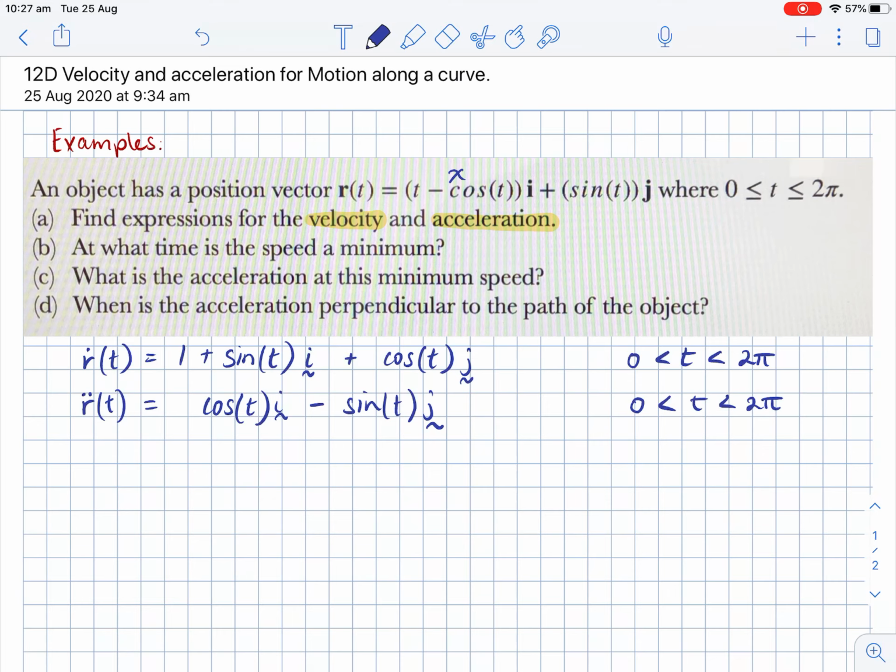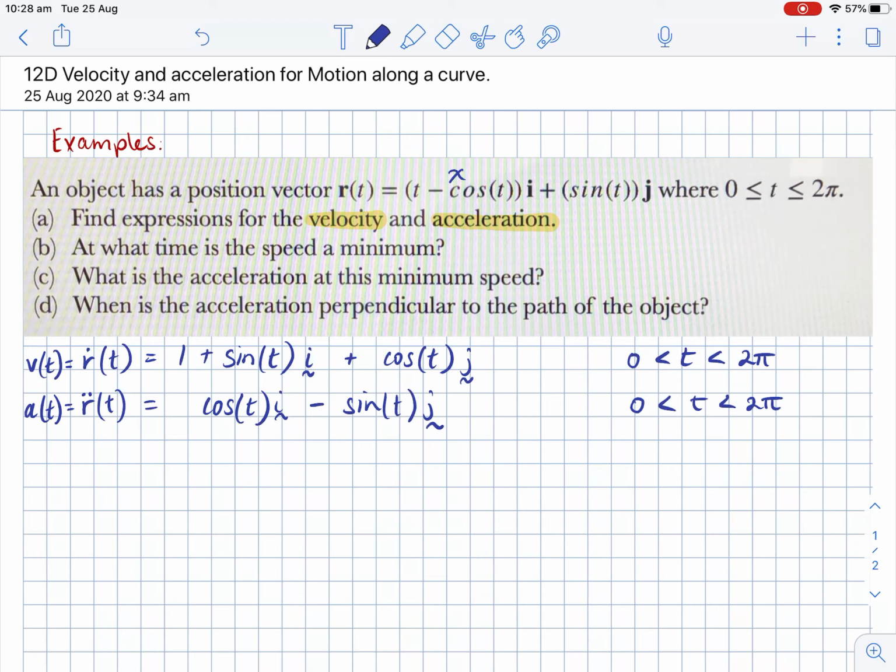Alright, so we have our expression for velocity, we have our expression for acceleration, and sometimes it's just useful to write your little v and your little a in there instead of those dots to help you understand what's going on. Both are perfectly acceptable in an exam situation. If the exam was using the dots, then I would use the dots as well, just for consistency. Alright, so that's part A done.